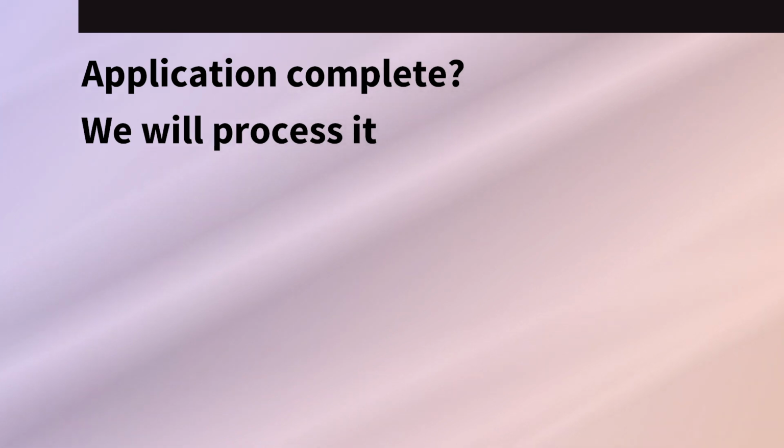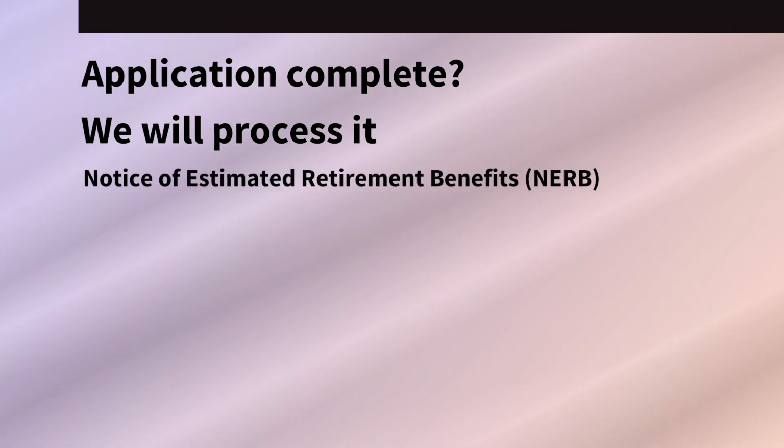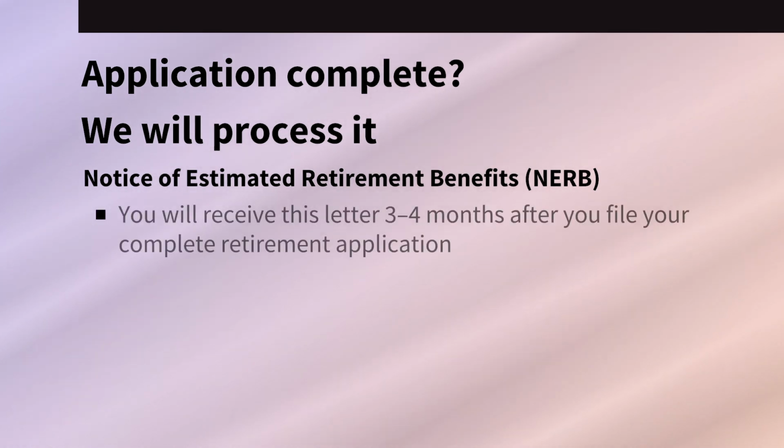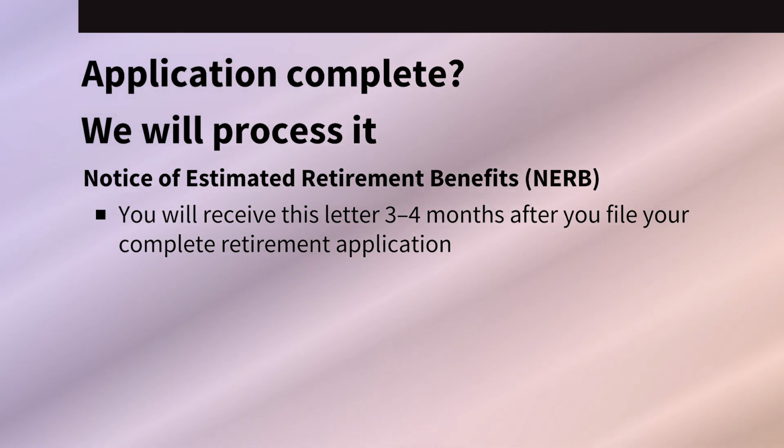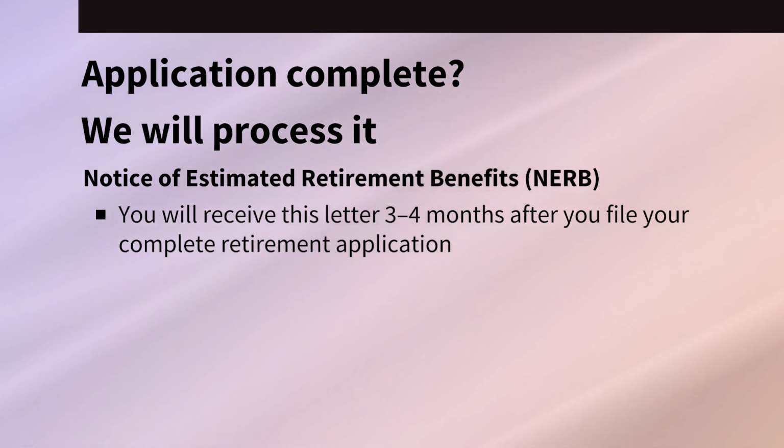After you have filed your completed retirement application and we have processed your retirement benefits, you will receive a Notice of Estimated Retirement Benefits Letter, or NERB. This will indicate the final creditable service and salary average we use to calculate your benefit, as well as your monthly and annual amount. Review this letter carefully and notify us immediately if there are any necessary corrections.